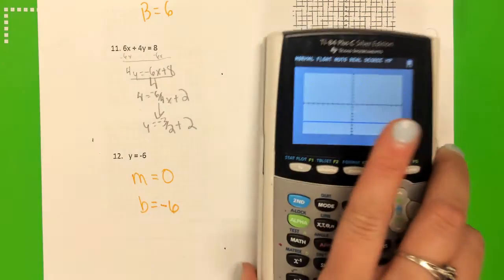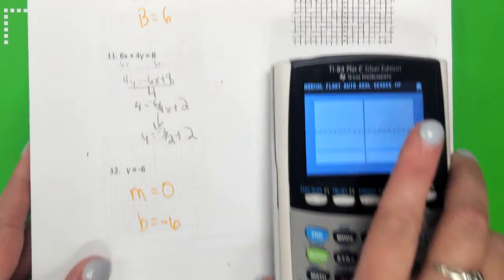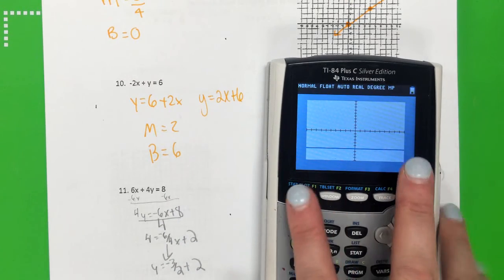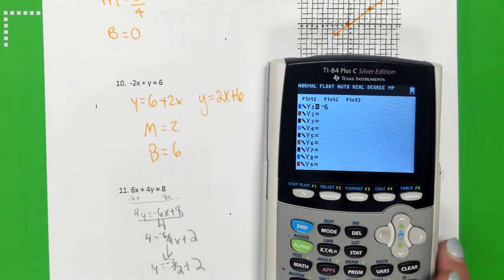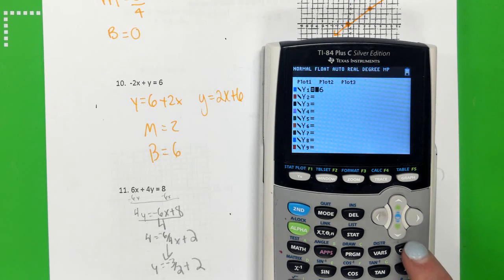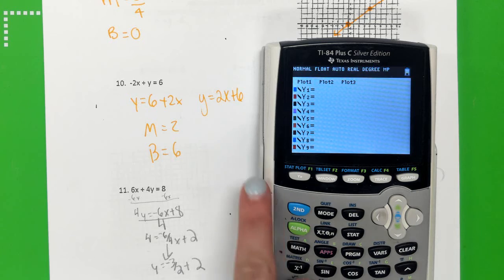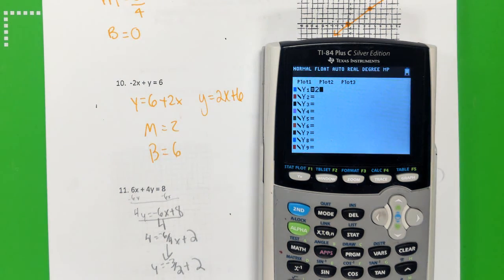Alright, so let's go to number 10. Go back to y equals. There's a clear button right below all the arrows. Alright, here we go. So we're going to type in 2. Now, don't hit any more buttons. Just listen, okay? Do you see the green button? Don't hit the green button.